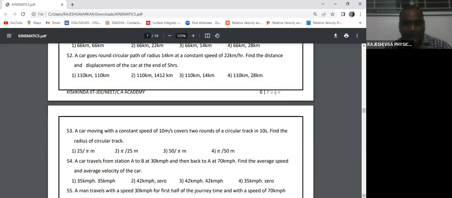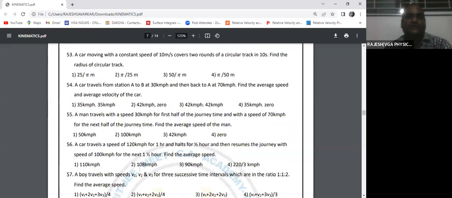Next one also, same model. A car moving with a constant speed of 10 meter per second covers 2 rounds of a circular track in 10 seconds. Find the radius of the circular track. Here, what is the distance covered? 10 meter per second. Each second it is traveling 10 meter. In 10 seconds it travels 10 into 10, 100 meters.